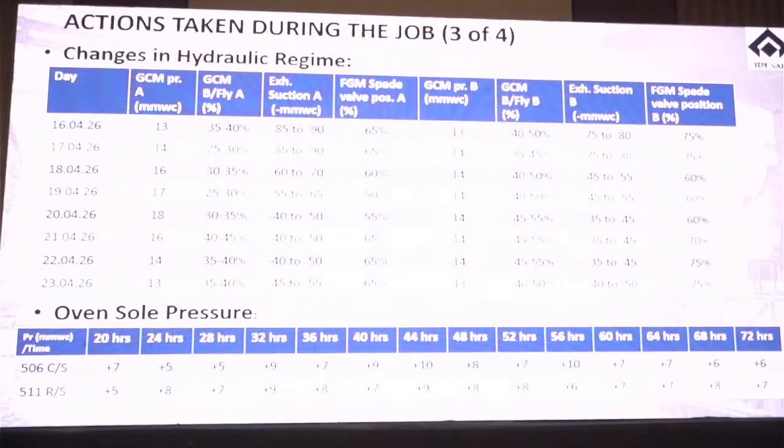This table shows the different actions that we took on the hydraulic main side. You can see that in A block we increased it gradually to 18 mmWc to maintain the GC main butterfly position, and also we had to reduce suction accordingly and then increase it after the job was over. And sole pressure on the bottom side was positive throughout the job.